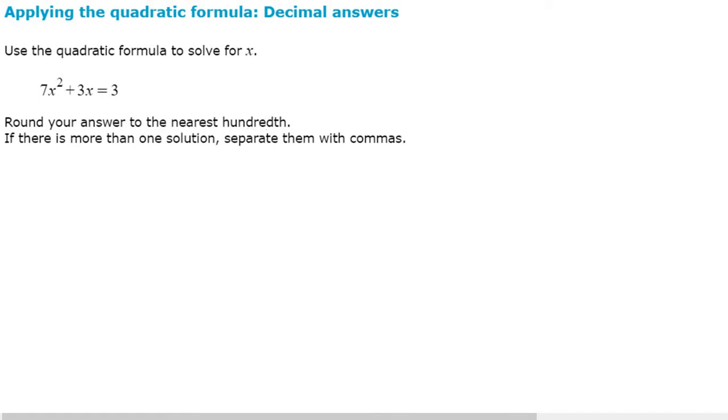So let's go ahead and underline hundredths. We can remember that later. If there is more than one solution, separate them with commas.